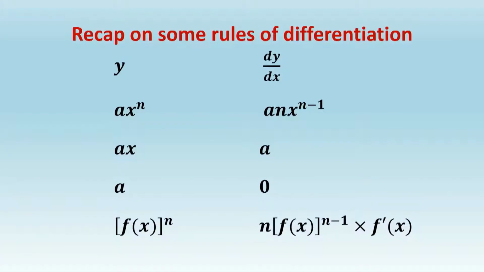If y is equal to f of x to the power of n, then dy by dx is equal to n multiplied by f of x to the power of n minus 1, multiplied by the differentiation of the function within the brackets, which is f dash of x.